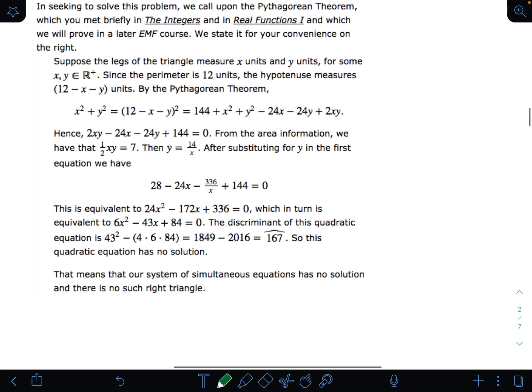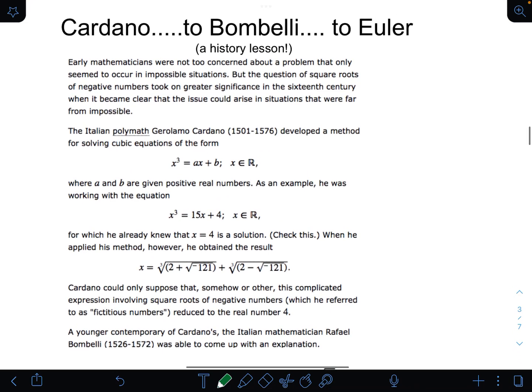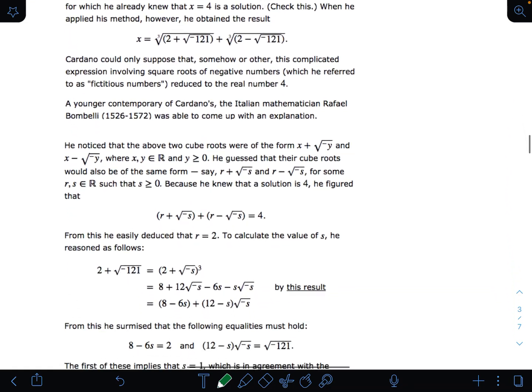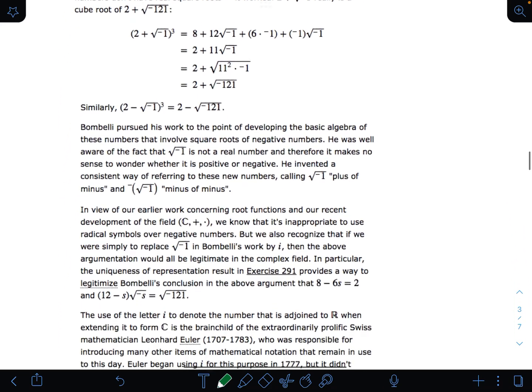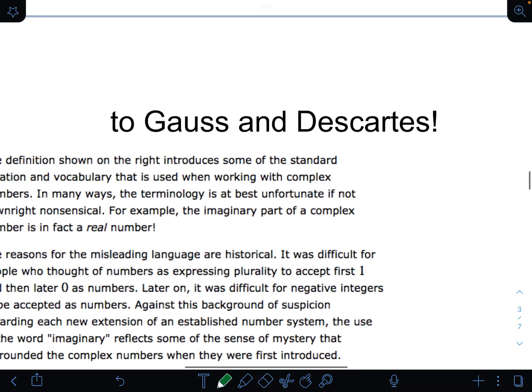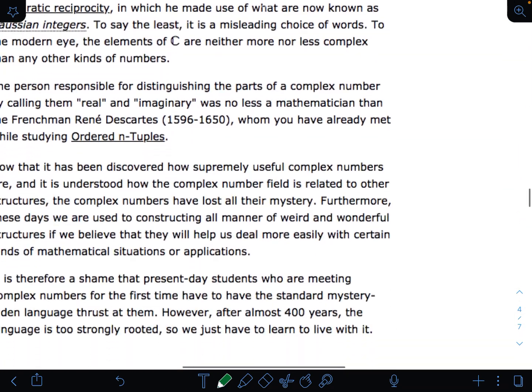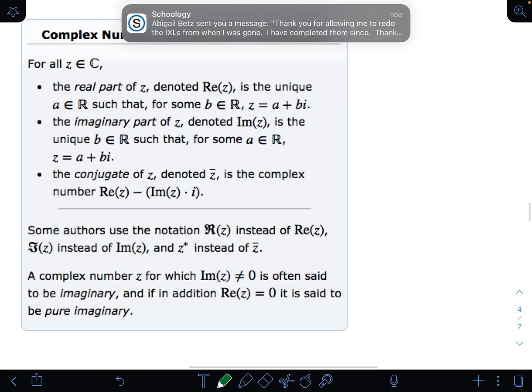They talk a little bit more about the history. I'll let you read this on your own. You don't need me to tell you about these various math historians and their encounters with the square root of -1. You can read all through this on your own. So I wanted to skip ahead though and talk about the terminologies you'll see.